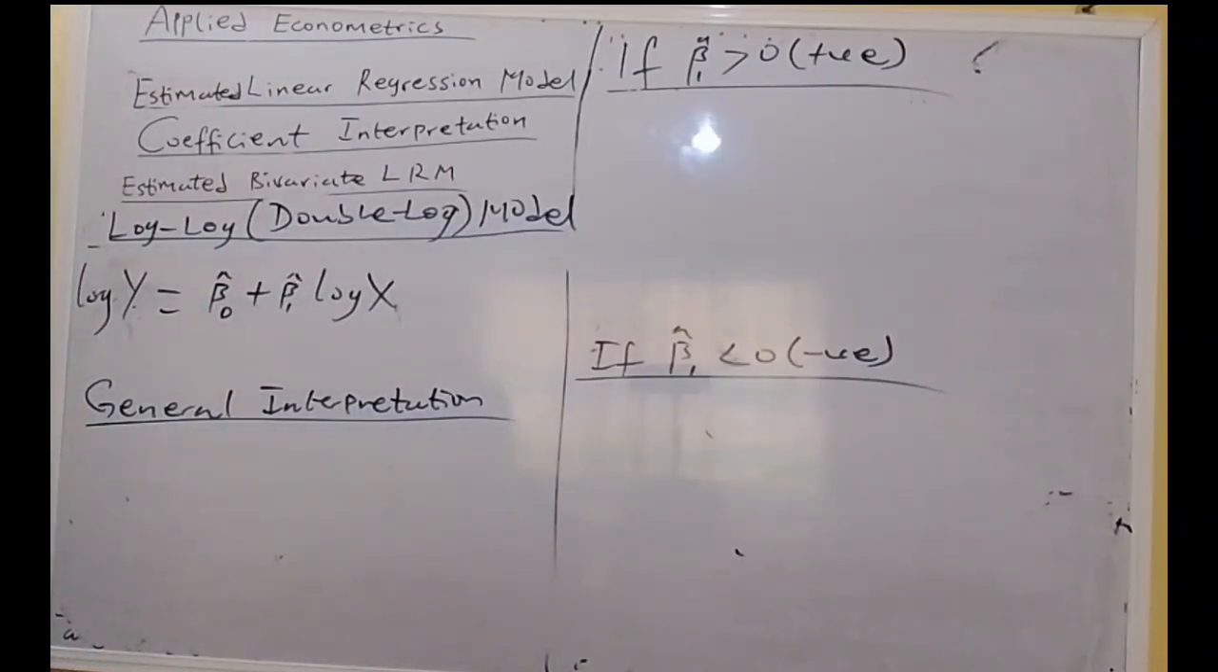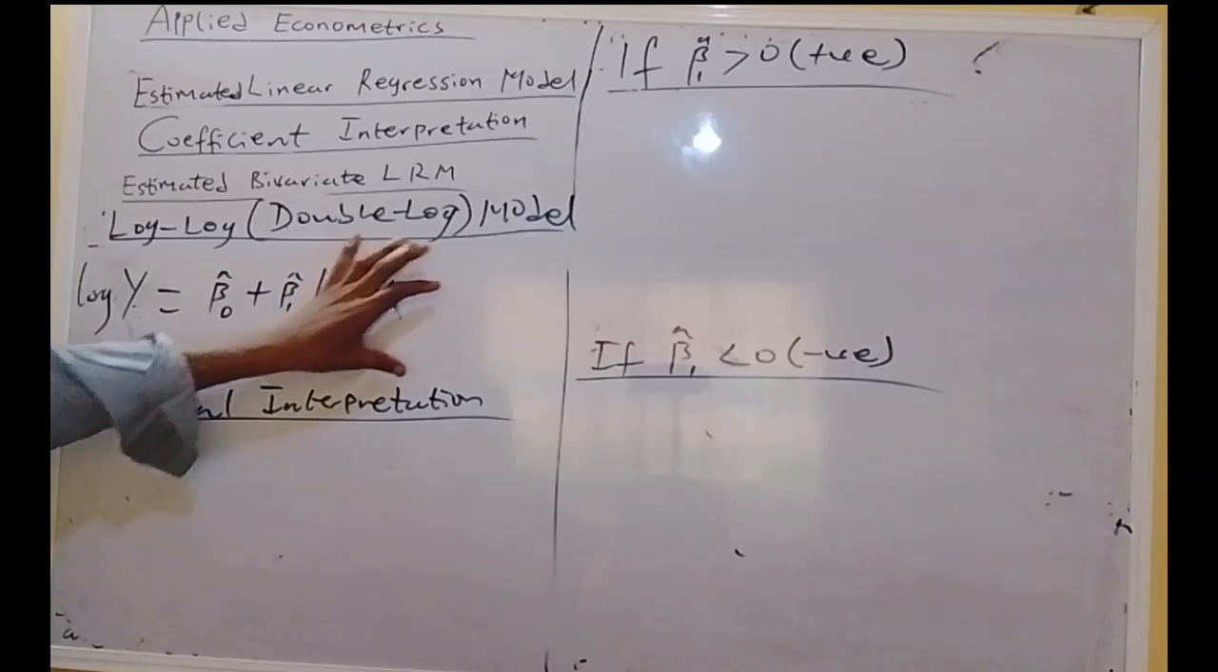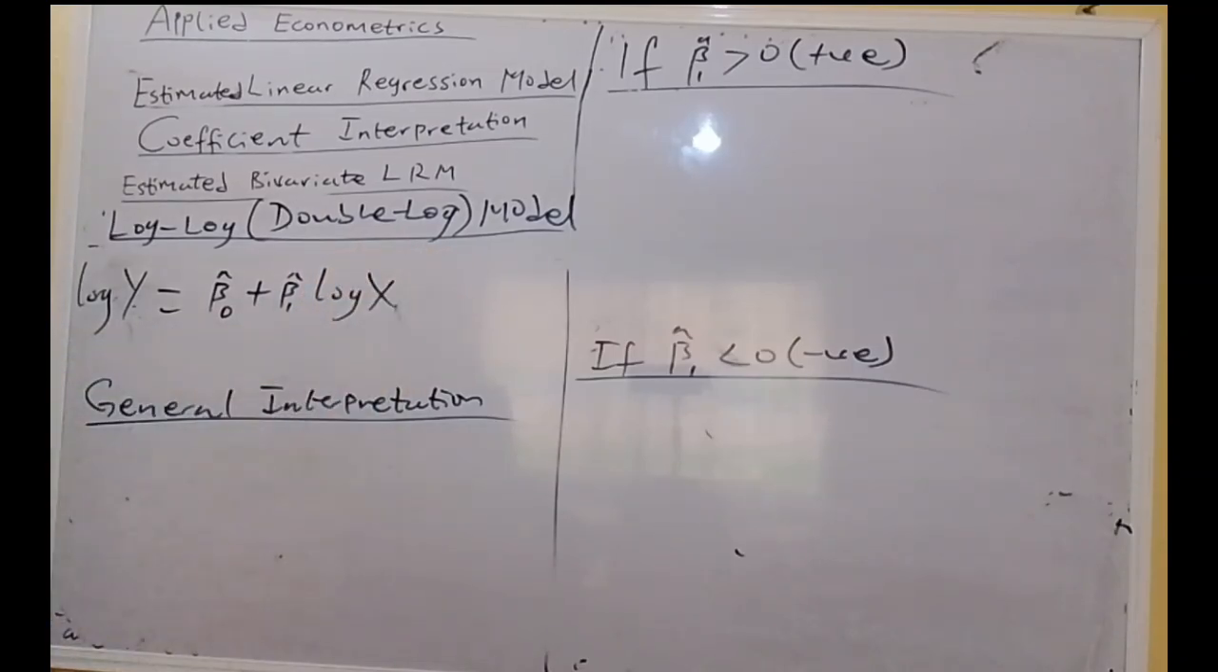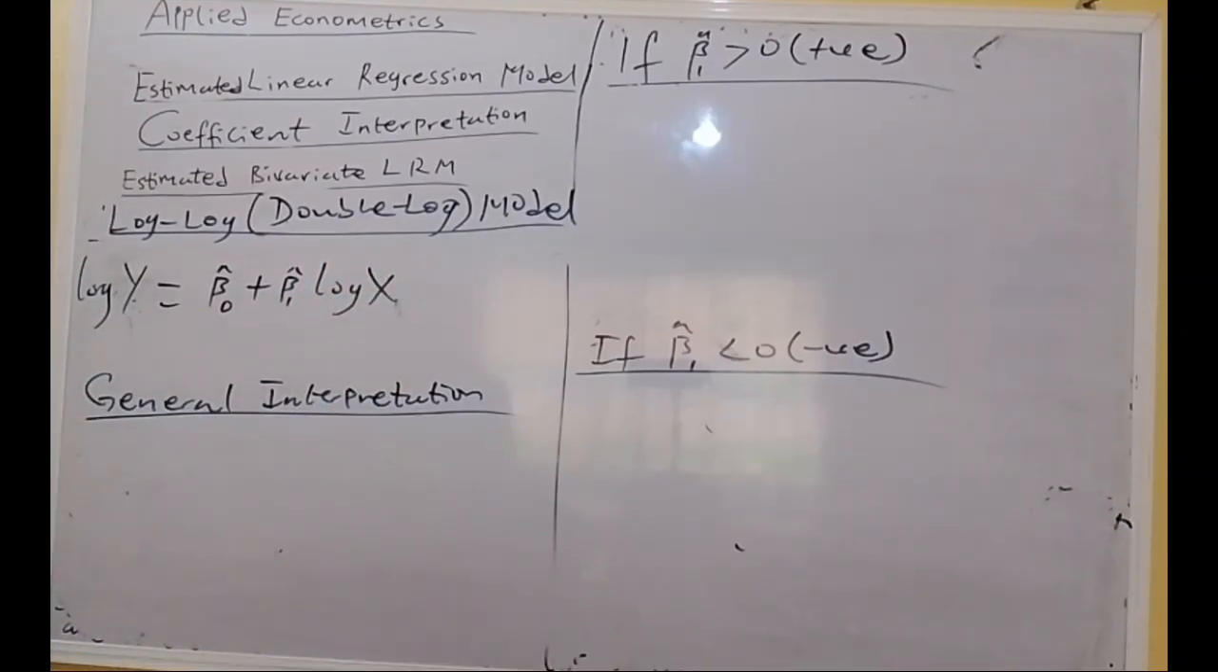So in this video, I want to show you how to interpret a log-log model, also known as a double-log model. That is a regression model that has the dependent variable in log form and also the independent variable in log form. We said a variable is in log form. It implies that it is in a natural logarithm form. Now we have an estimated model like this. It's in log form, a log model.